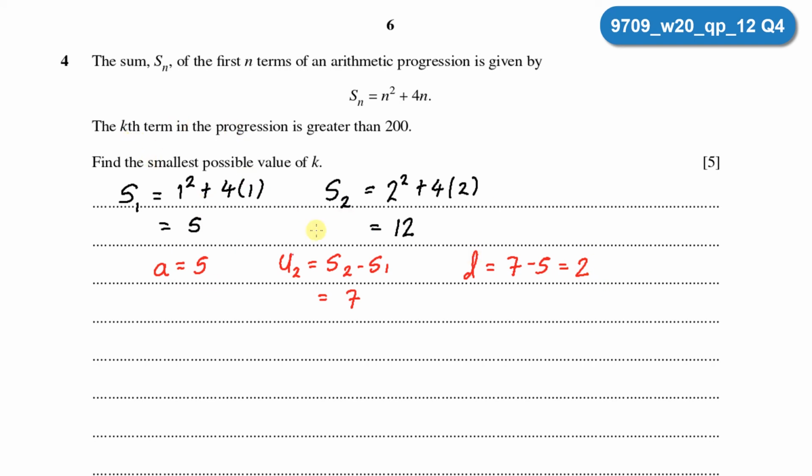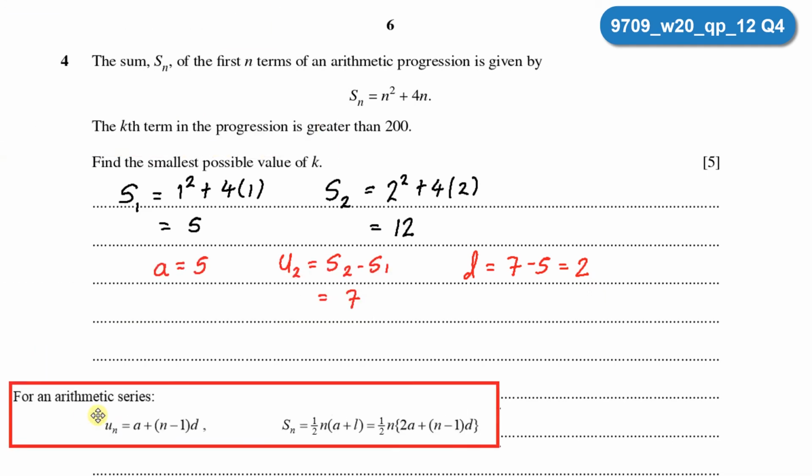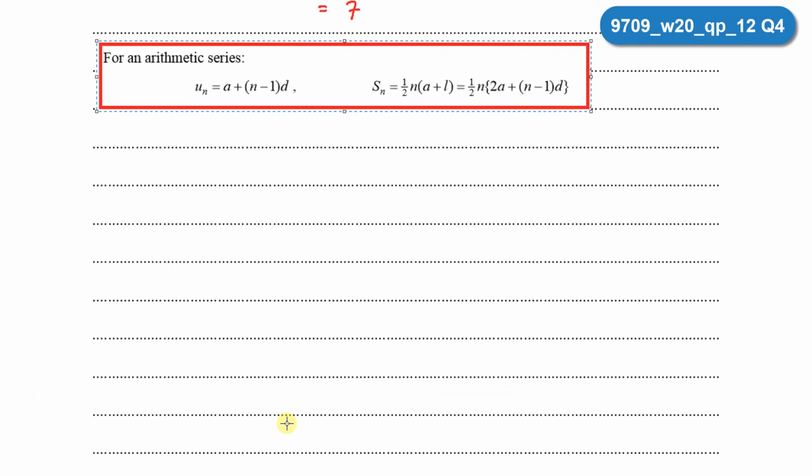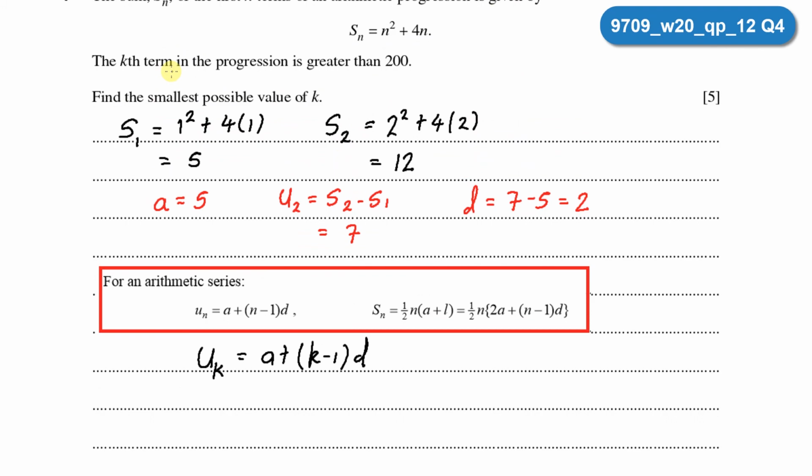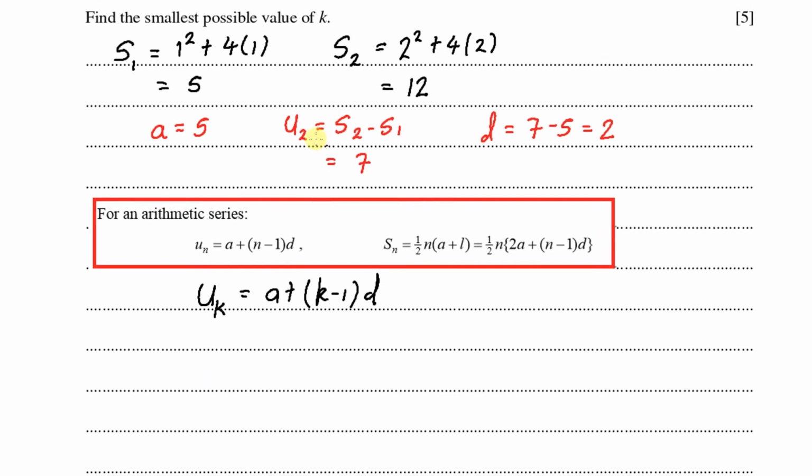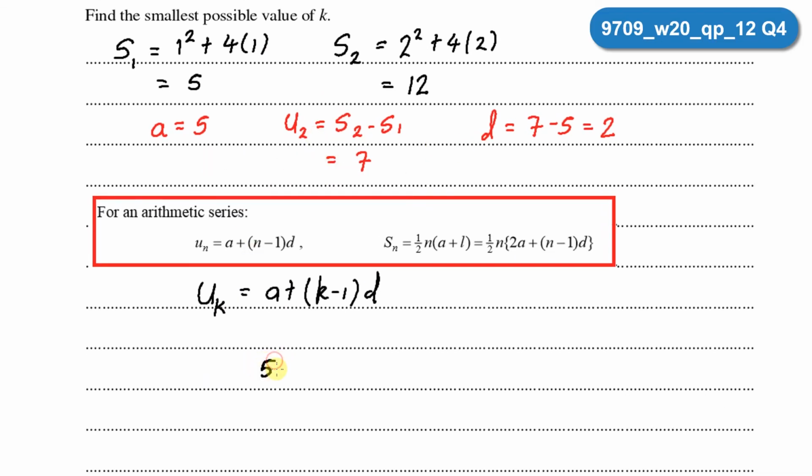So for the kth term, we know that the nth term of an AP is Un equals a plus (n minus 1)d. So for the kth term, this will be a plus (k minus 1)d. But from the question here, they say that the kth term is greater than 200. So we're going to say a, which is 5, plus d, which is 2, times (k minus 1) is greater than 200.